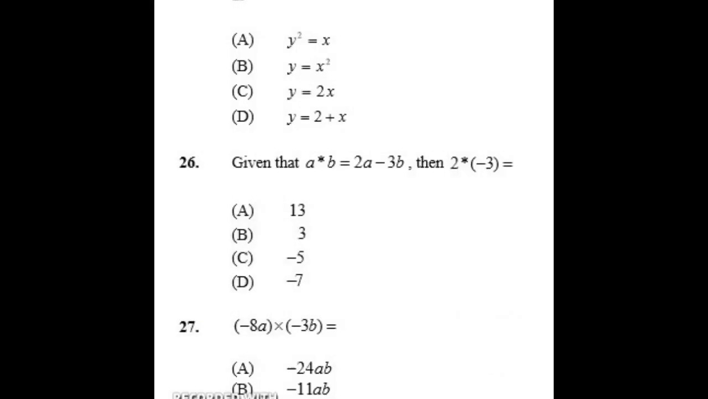Hi everyone, today we're going to be looking at some CSEC algebra questions, multiple choice. Y is equal to the square of x can be written as, so here we have y is equal to x squared. B would have been the answer.